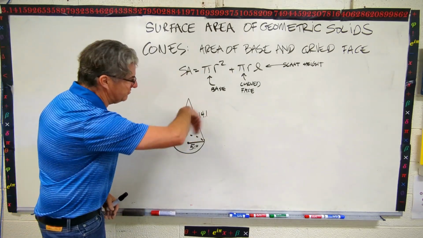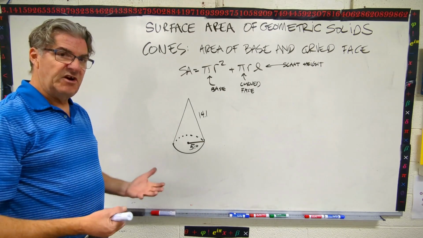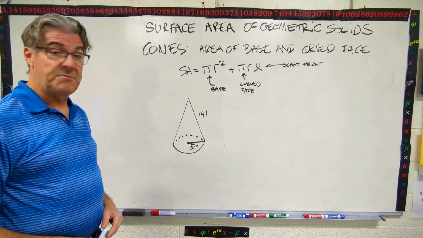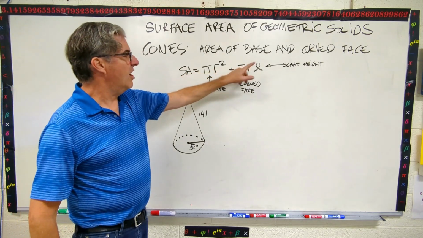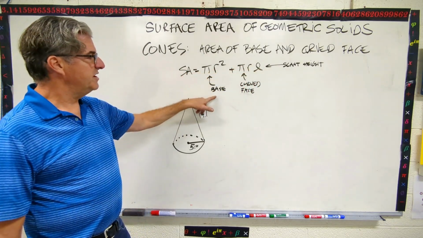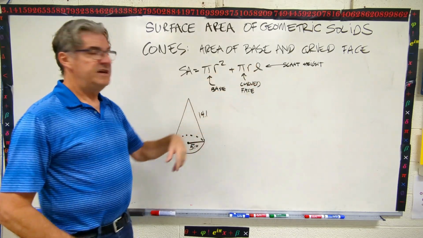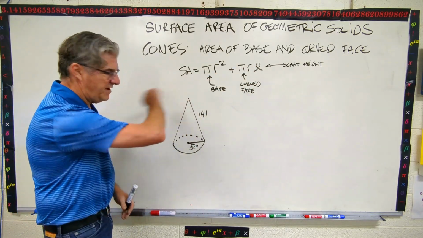So this curved face that's wrapped around. This area has a pretty straightforward plug-in formula. It's just pi r squared plus pi r L. Pi r squared is the area of the base, and pi r L is the area of this curved face.